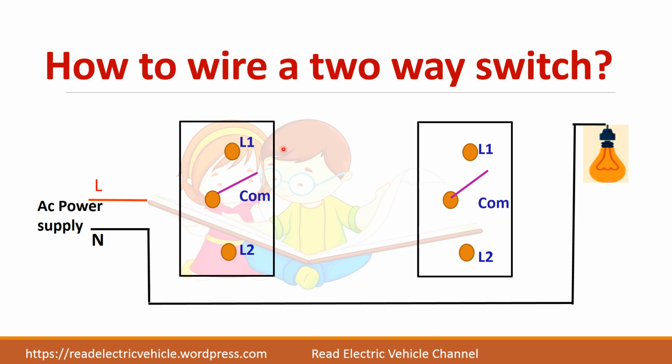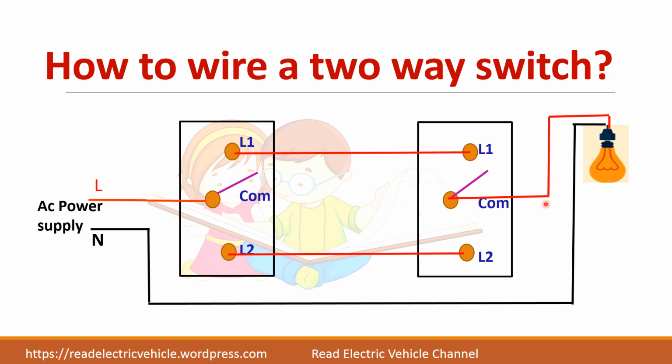So how to connect it? There are two ways to connect the two-way switch. I am telling you the simplest method. Directly connect the line to the common terminal of the first switch. So this line or phase will be connected to the common terminal. Here, L1 and L1 of both the switches are connected, and L2 are connected together. Now the common terminal of the second switch should be connected to the load.